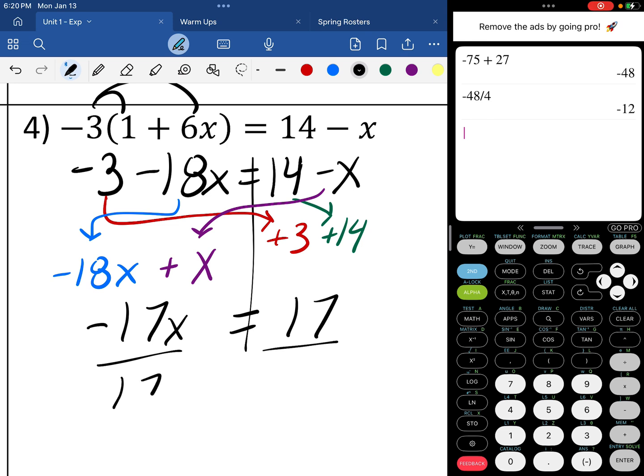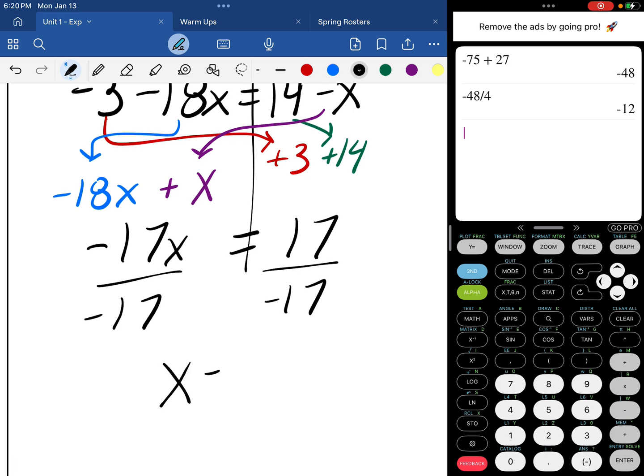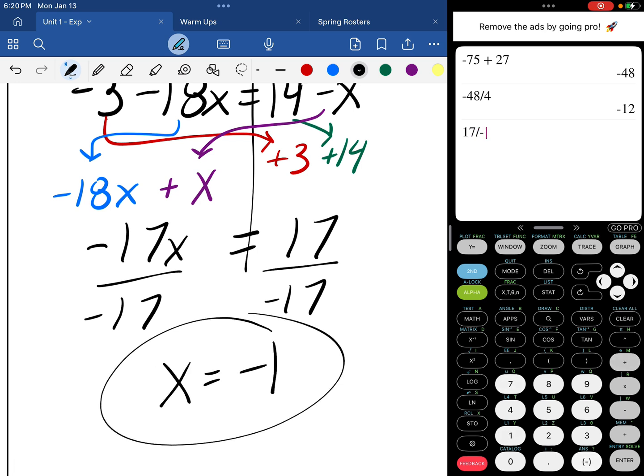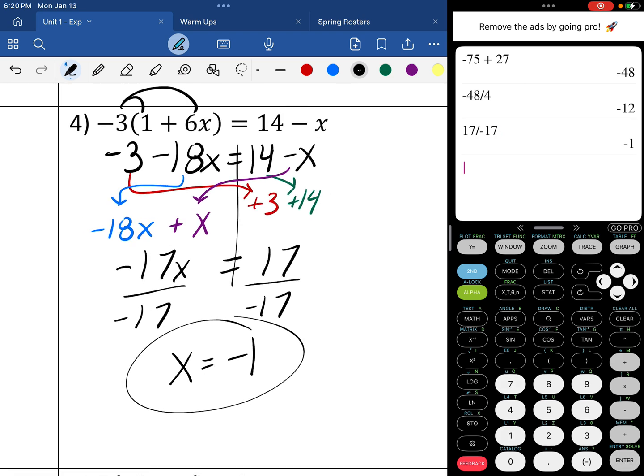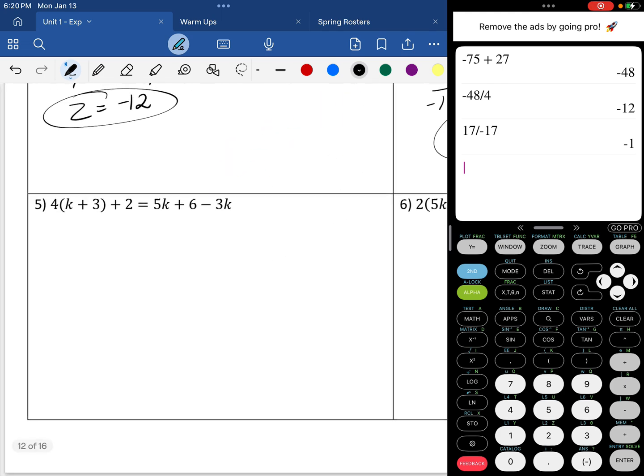We go ahead and divide by negative 17 because we want to get rid of that whole entire number and just have x. X is going to equal negative 1. If you don't believe me, there it is for you, negative 1. Okay, let's look at number 5.